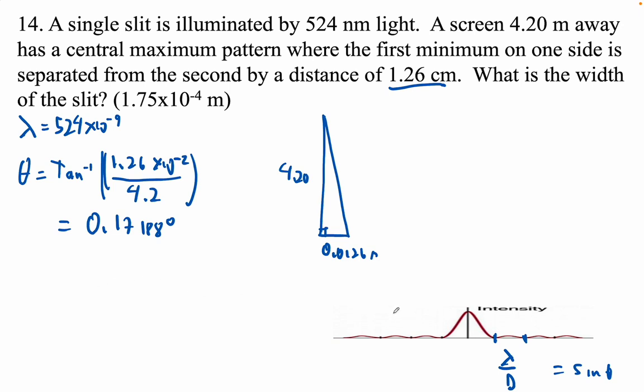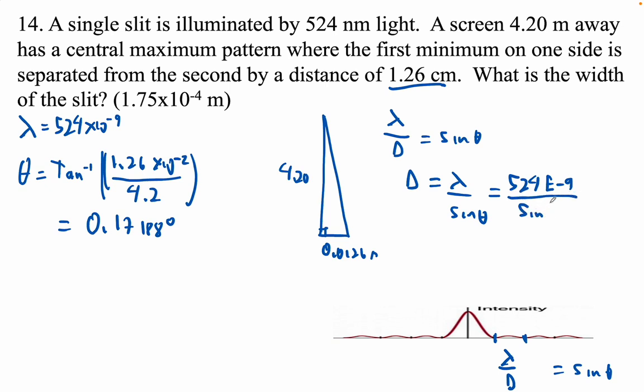Okay, so now let's set up our number sentence here. So that's lambda over d is sine theta, right? So lambda over d is sine theta. Therefore, d is going to be lambda over sine theta. Okay, so this is 524 e minus 9 divided by the sine of 0.17188. I'm just going to use the number on my calculator.